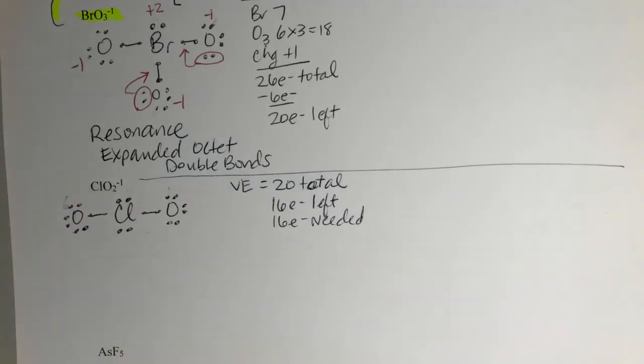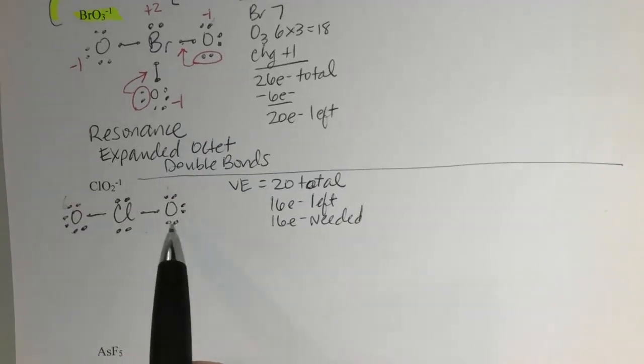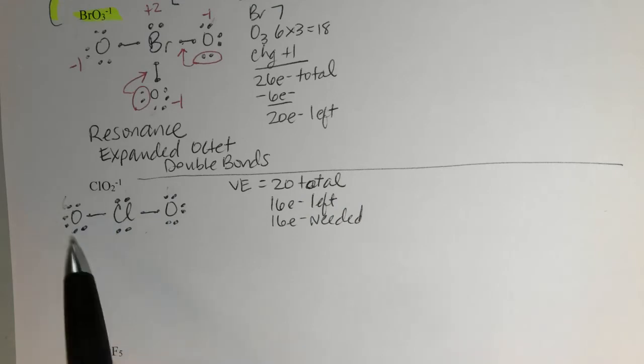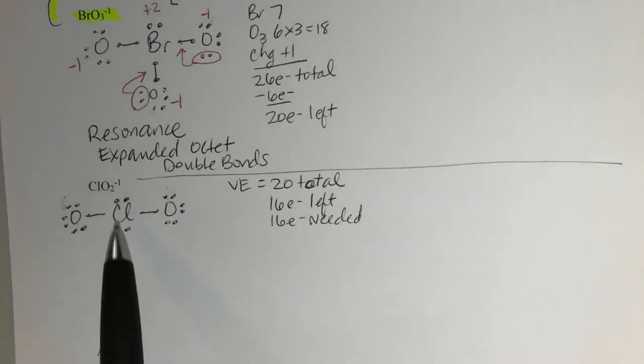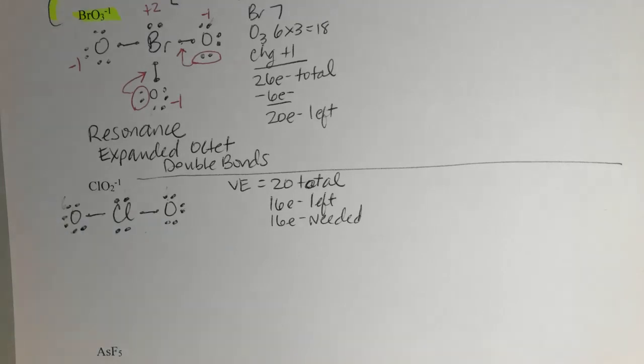Right, and just count 20 electrons: 2, 4, 6, 8, 10, 12, 14, 16, 18, 20. There's my 20. Everybody has an octet: 2, 4, 6, 8, 2, 4, 6, 8, 2, 4, 6, 8. So that looks good. Now when we look at our formal charges though, oxygen comes in with 6.